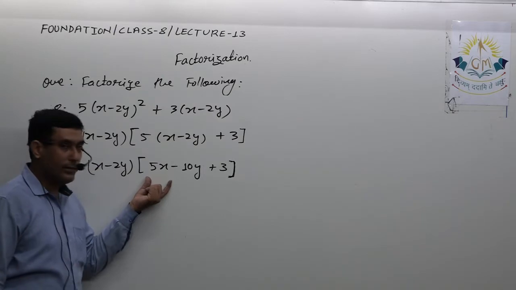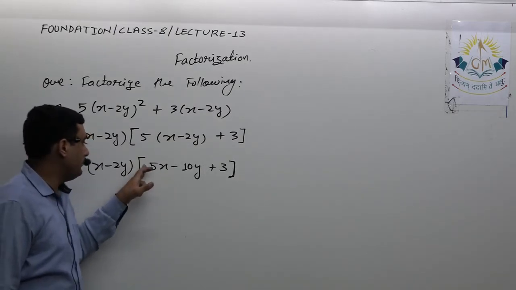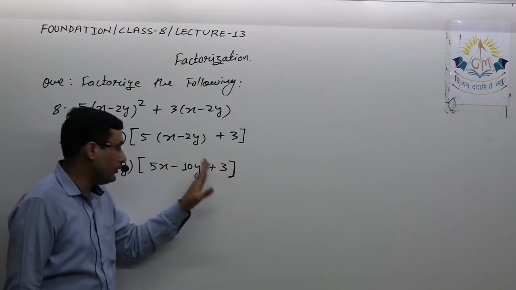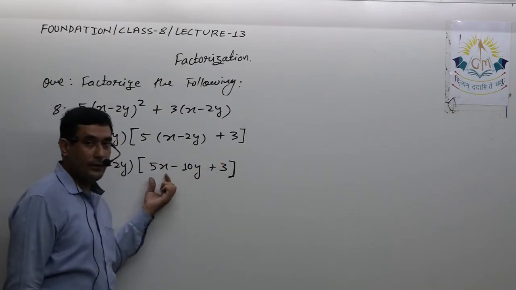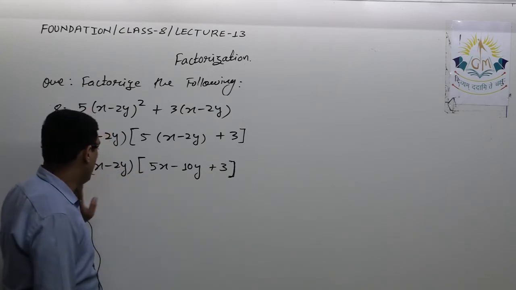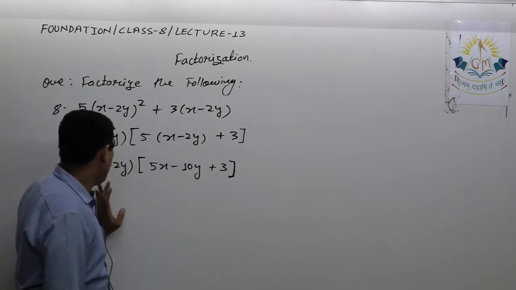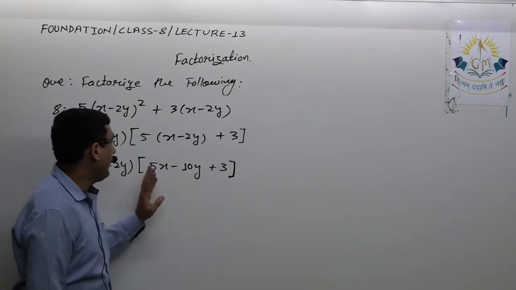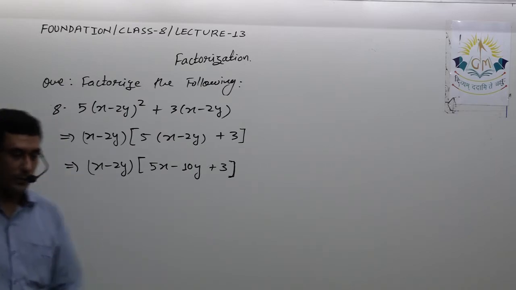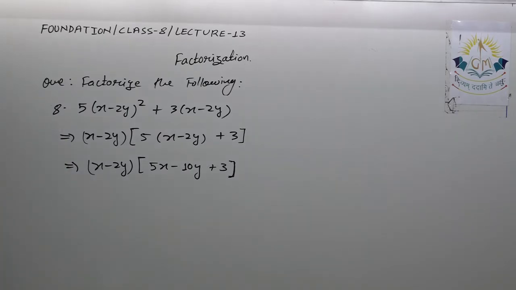Also, here the first term is positive. Suppose the first term is negative, then definitely I will try to shift the first term to any other position, and I will try to write the first term as positive. But here the first term is also positive. So this is my final answer: x minus 2y multiplied by 5x minus 10y plus 3. So note it down, then we'll see the next question.